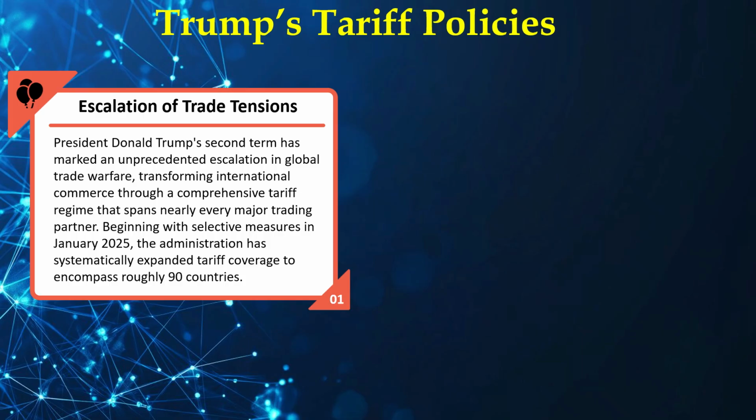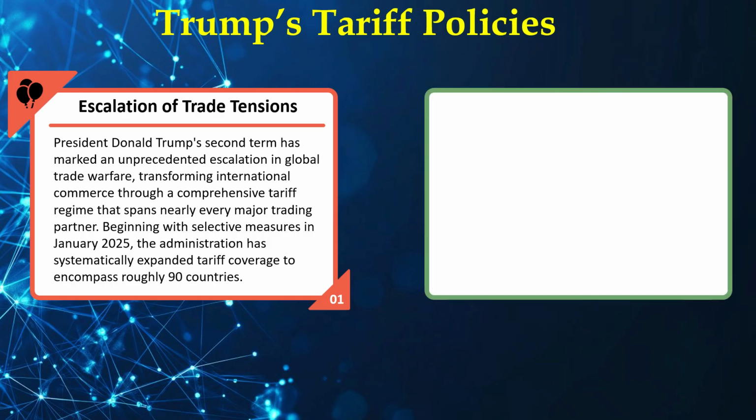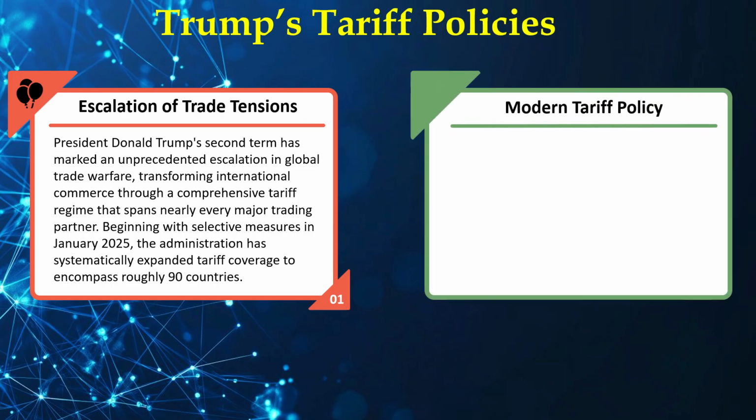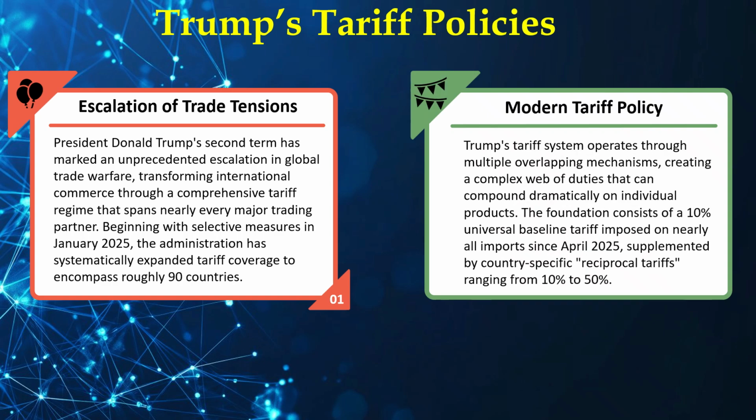Beginning with selective measures in January 2025, the administration has systematically expanded tariff coverage to encompass roughly 90 countries, pushing average U.S. tariff rates from 2.5% to an estimated 18.6% by August 2025. This comprehensive approach differs markedly from previous trade disputes by targeting not just specific countries like China, but implementing what Trump terms reciprocal tariffs across America's entire trading network.